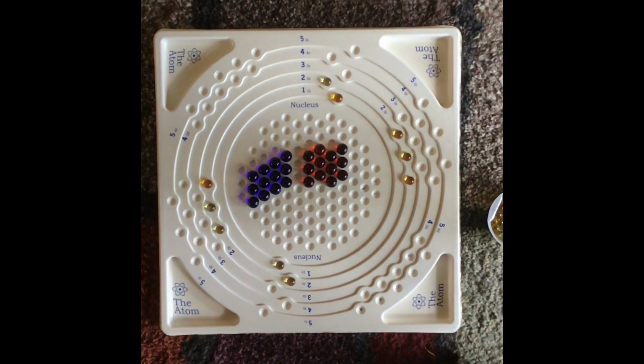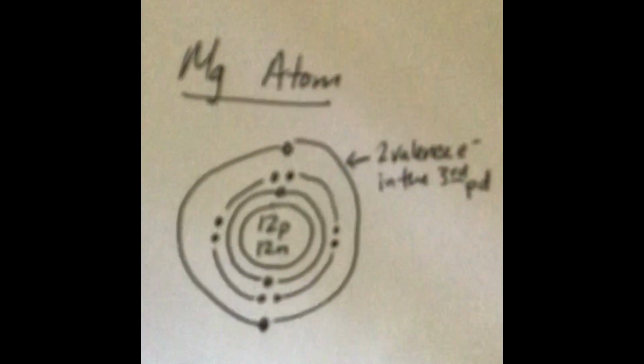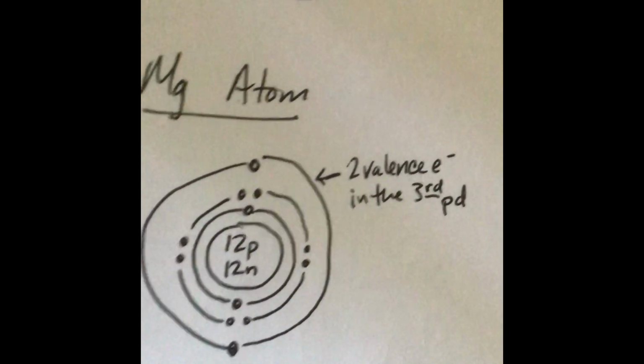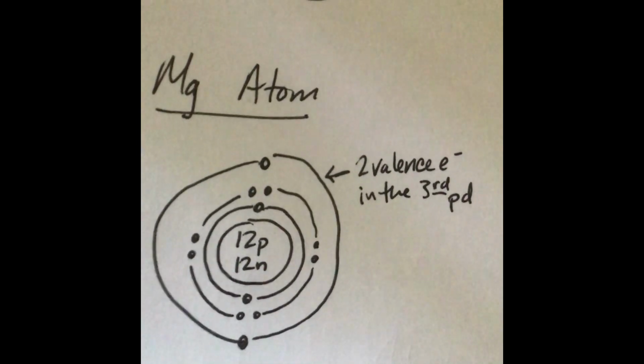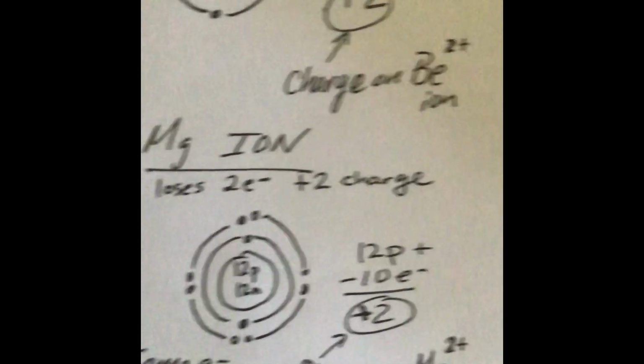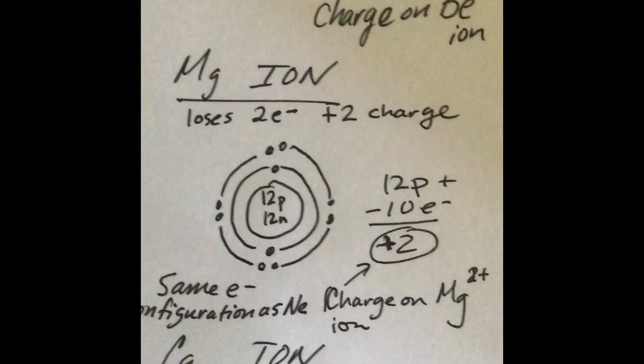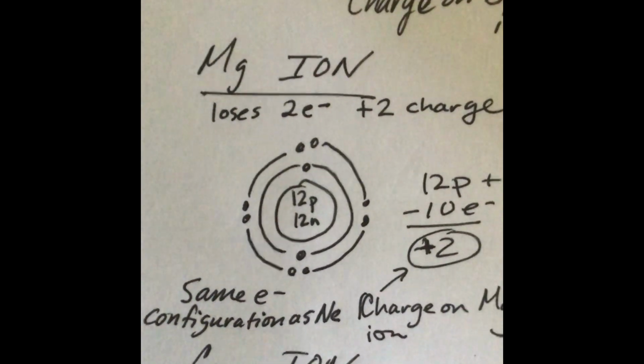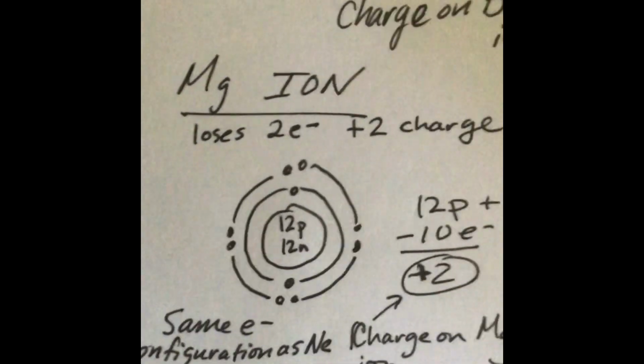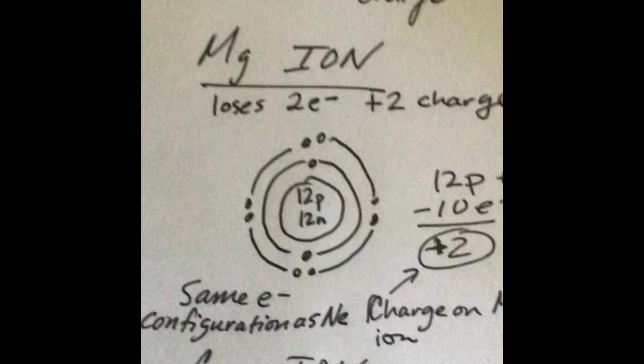12 protons and 10 electrons. So here's our magnesium atom with its 2 valence electrons in the third energy level. And here is the magnesium ion with its 10 electrons. 12 minus 10, that means +2.